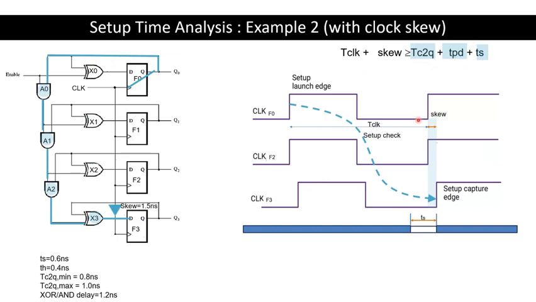So when you want to consider the clock period using this path, the formula becomes: clock period greater or equal to TC to Q plus TPD plus TS minus the clock skew, as shown here.